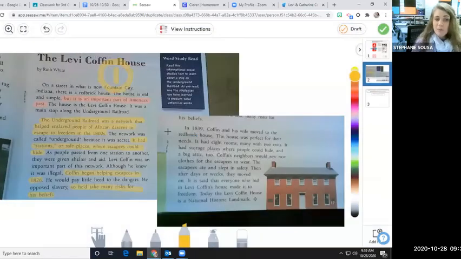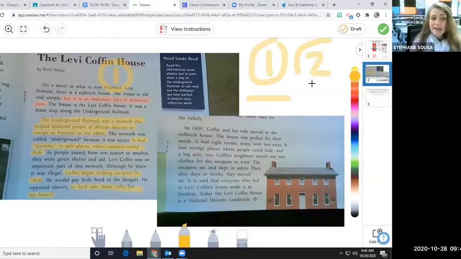Let's read the second page. I'm going to read the second page, and same thing. Use your highlighter tool to highlight one or two facts that you think are important that prove this is a great, important part of America's history.